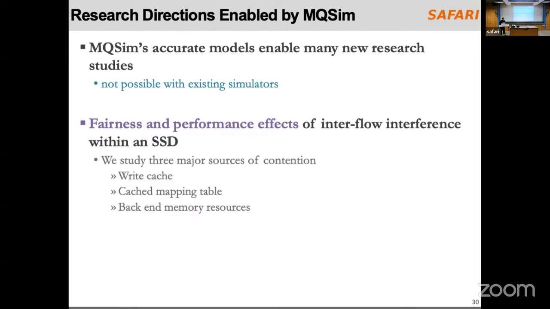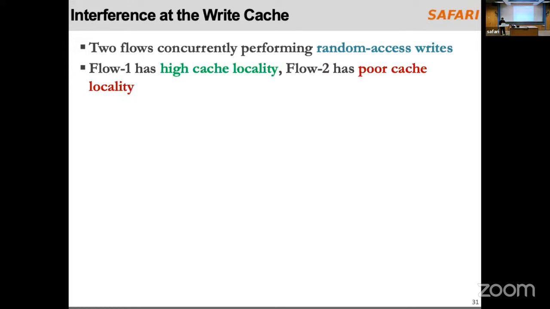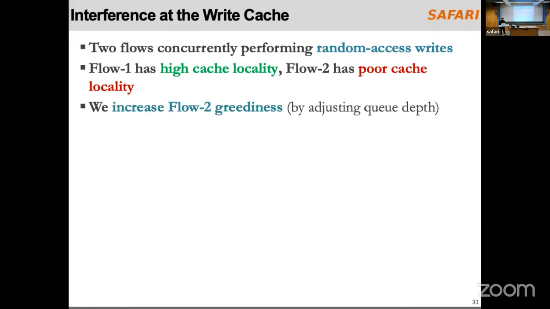And here we see that there can be three sources of contention. One is the write cache, the other one is the cached mapping table, and then the backend memory resources. So here we quickly look at some results to see how MQSim can capture this. Let's look at the interference at the write cache. Here we have two flows which concurrently perform random writes. Flow one has high cache locality, and flow two has poor cache locality. And for flow two, the queue depth is increased to make the writes more intensive.